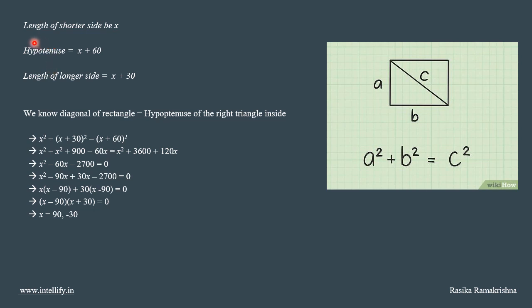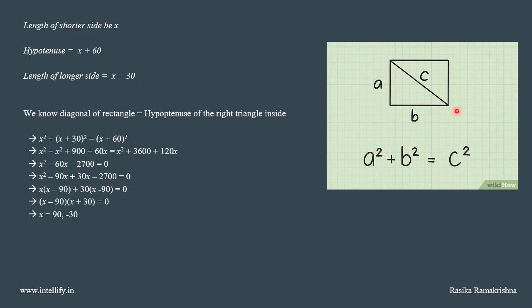So here I'm setting the length of the shorter side to be x. The hypotenuse is going to be x plus 60, because that's what's given in the question, and the length of the longer side is going to be x plus 30. So before we get to that, you first have to identify the right triangle in the rectangle, right?